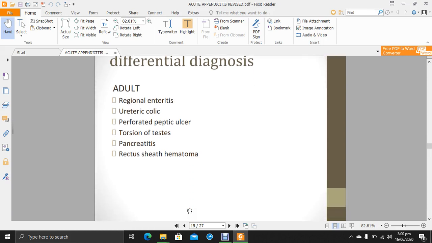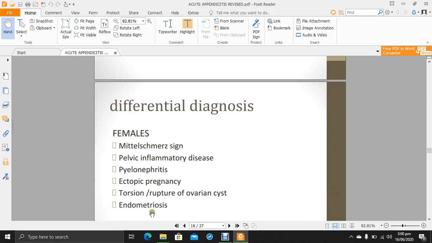As far as females are concerned, there is Mittelschmerz. You should not be confused by the name. It is actually mid-cycle pain in females. When ovulation occurs, there is a little bit of pain, especially on the right side. But Mittelschmerz will differ according to the cycle of the menses. It is usually 14 days before the next cycle that pain will be there. Pelvic inflammatory disease in females, pyelonephritis, and ectopic pregnancy.